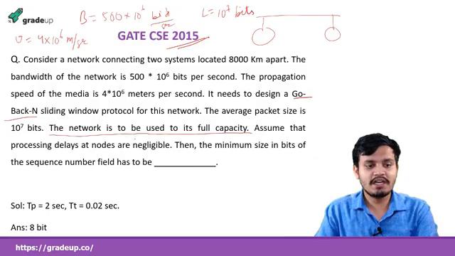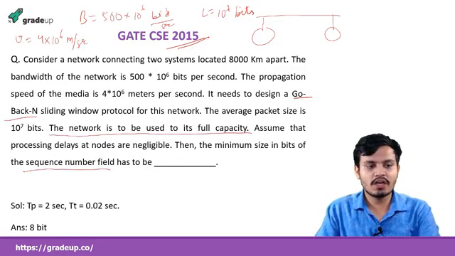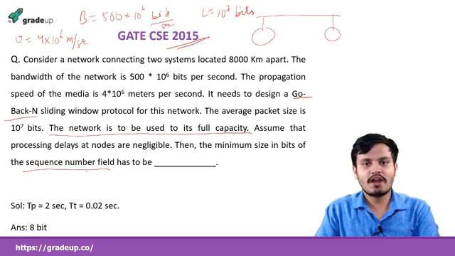Assume the processing delay at nodes is negligible. Then the minimum size in bits of the sequence number field. So they are asking for the number of bits required in the sequence number field. So what is a sequence number? I told you that we number the data packets so that we can identify duplicate packets and which packet the receiver is going to accept. So all these things are taken care of when we number the data packets. So we have numbered it, and now it is asking about the sequence number field.